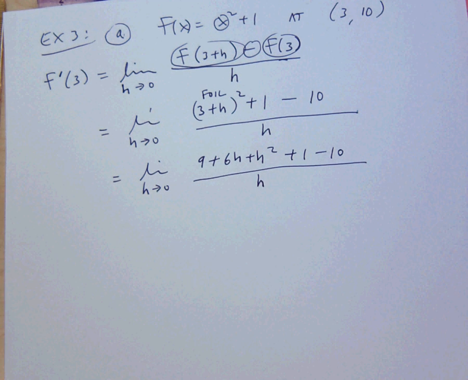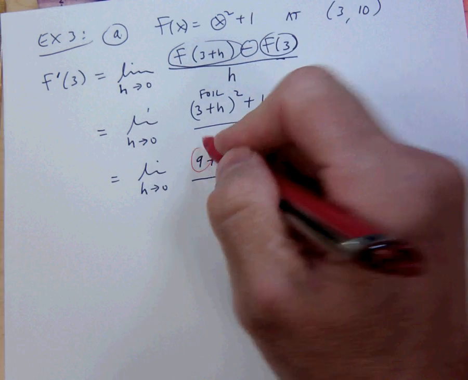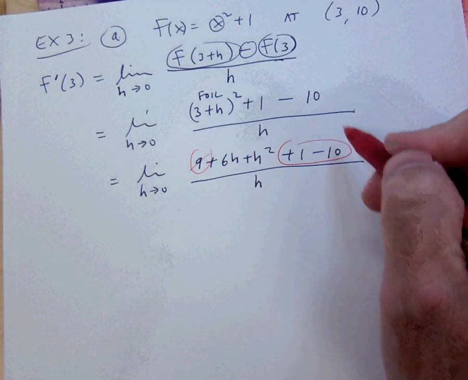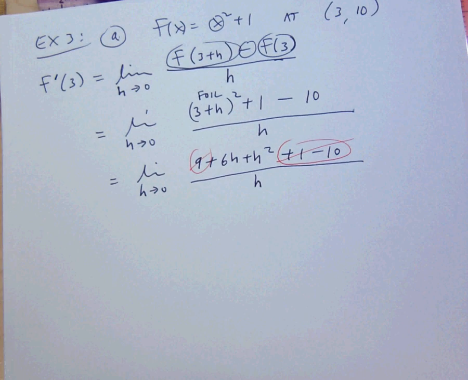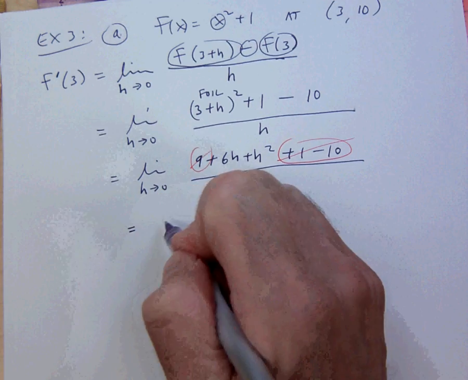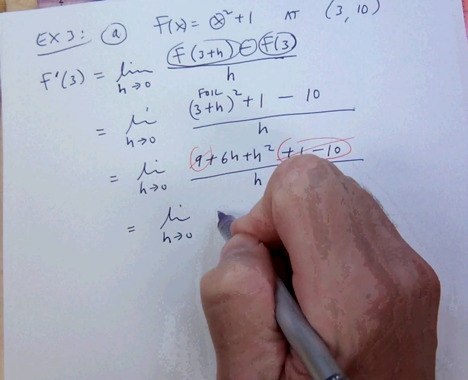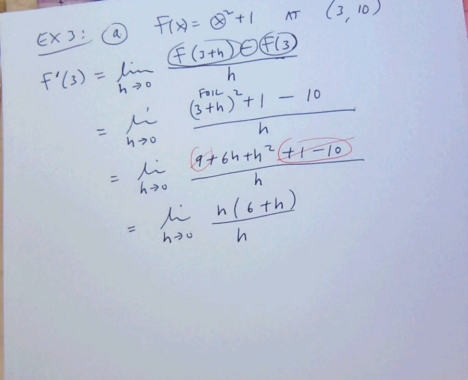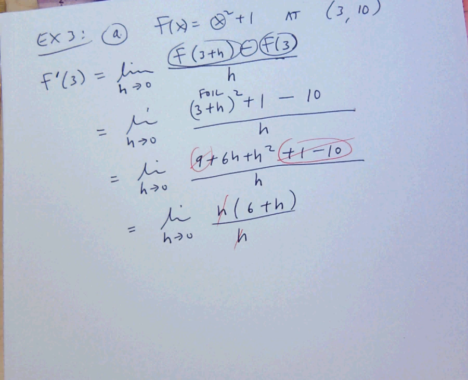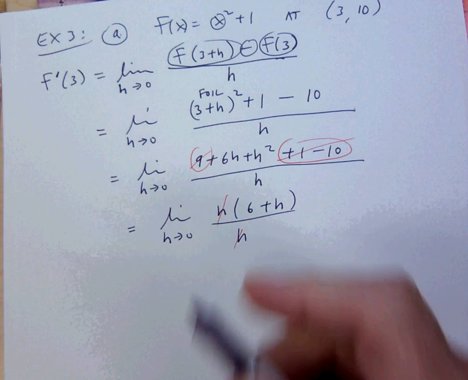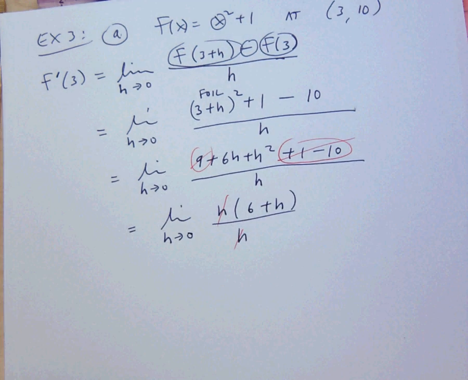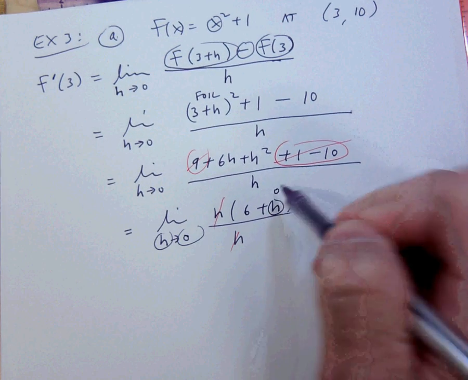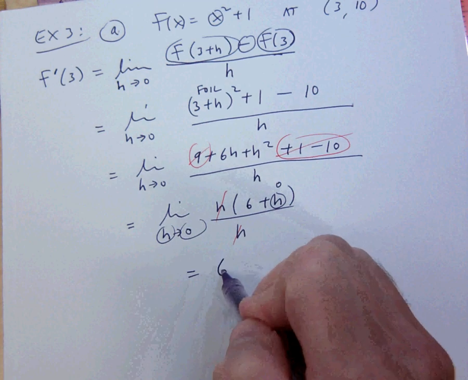All right, what happens now, guys? What happens with the 9 and the plus 1 and the minus 10? Those all add up to what? 0. So they're gone. All right, now that's good because now I can pull what out on top? An h. Let's do that. And that's good because now I can cancel these. And now that I've simplified as much as I can, aren't we supposed to try substitution again and see if we get the limit this time? So what do I get when I put 0 in for h right there? 6.